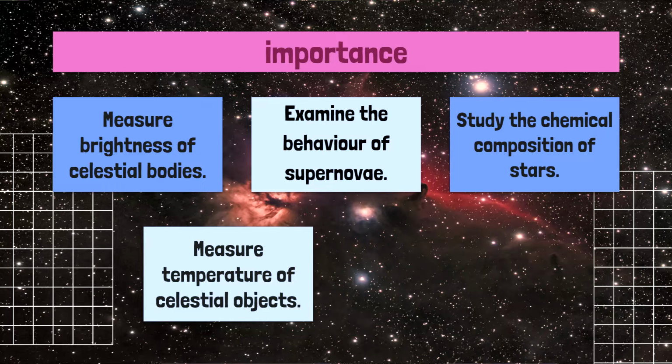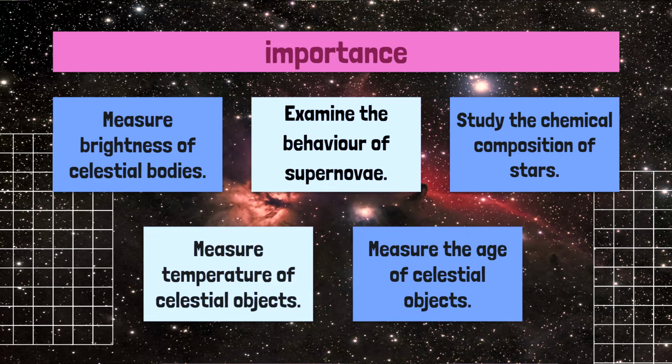Measure temperature of celestial objects. A hot star or any other celestial object will emit a lot of light in the blue portion of the spectrum, which has relatively energetic wavelengths, and a cold celestial object or star will mainly emit red light, which is a less energetic wavelength. By using a photometer to measure the amount of light emitted at blue and red wavelengths, temperature can be estimated. Lastly, to measure the age of celestial objects.